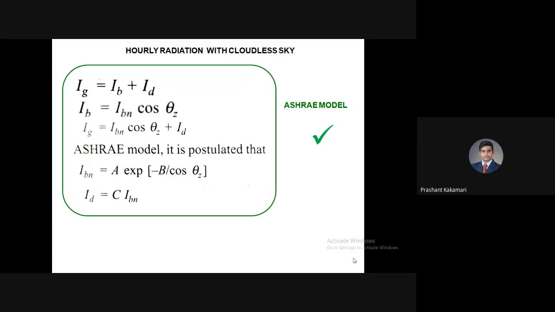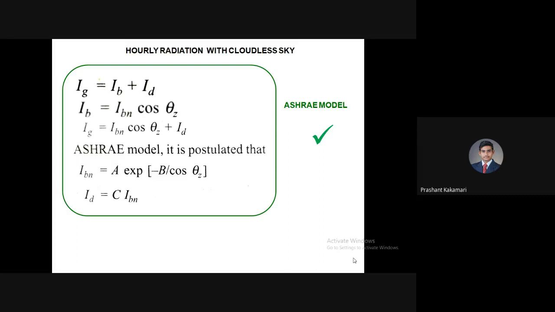If the zenith angle is zero, for example sun rays are parallel to the vertical line of the horizontal surface, then theta z becomes zero and the cos value will be one. And IBN is nothing but the solar rays falling in the given direction, that is, IBN is the normal beam radiation with respect to the given normal. So beam radiations can also be found out by this relation. For total radiation, you just substitute that value in the above equation: IG equals, in place of IB, IBN cos theta z plus ID.